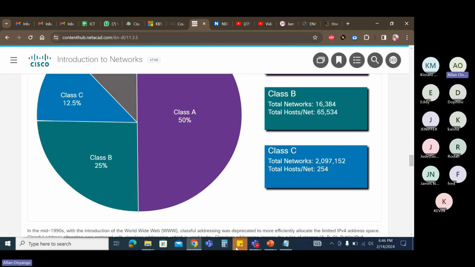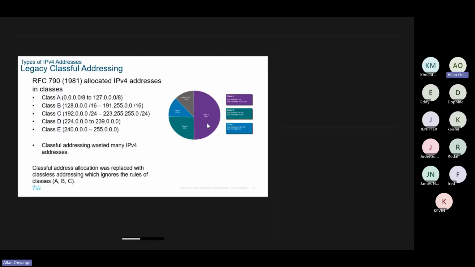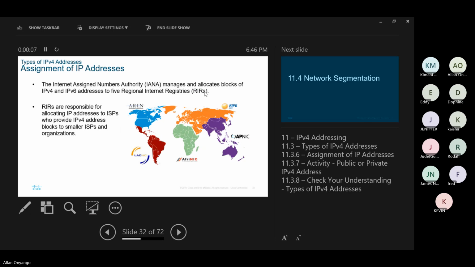Now, check this out. There is an organization we talked about in our first, second lesson. We call it IANA, the Internet Assigned Numbers Authority. IANA is the organization in charge of overseeing the distribution of IP addresses, subnet masks, domain names, IPv4 and IPv6, including MAC addresses. And when IANA gives addresses, it does not give to our ISPs directly. IANA gives to what are called regional internet registries, which are for each and every continent.